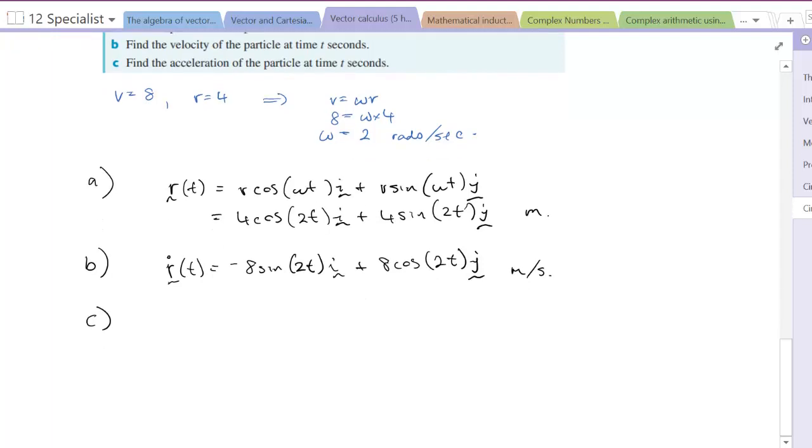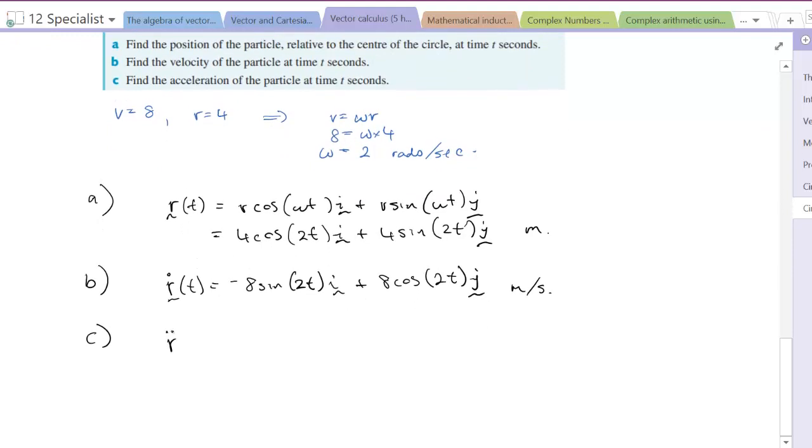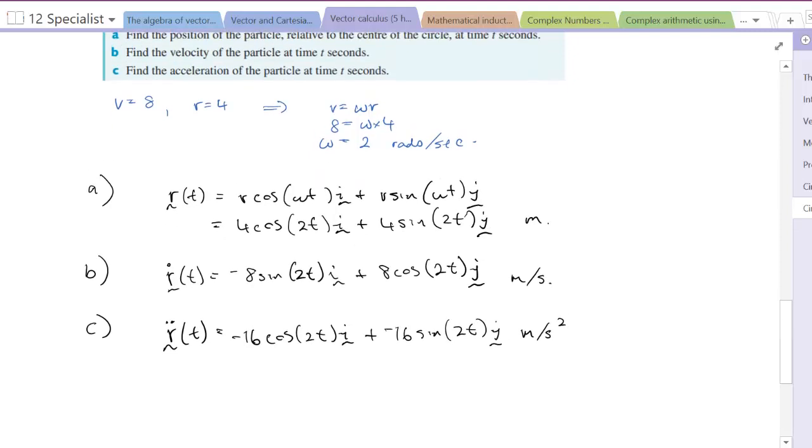Finally, to find the acceleration of the particle, it's a double derivative of the position vector. So that's the derivative of the velocity vector. The derivative of -8 sine 2t will be -16 cos 2t in the i, and the derivative of 8 cos 2t will be -16 sine 2t in the j, and that's in meters per second squared. Okay, so it's as simple as that.